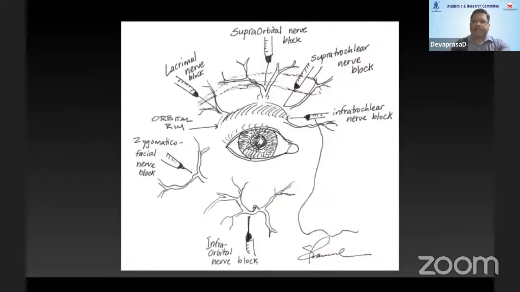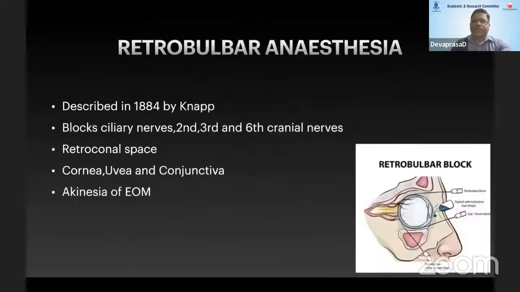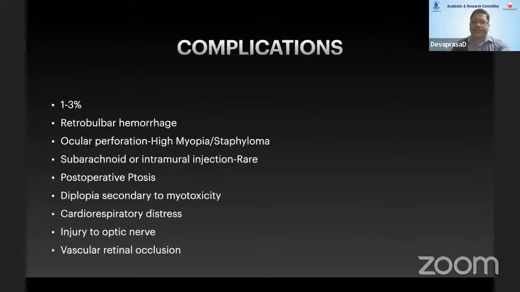The blocks are of many types, depending on which nerve you want to block, like the supratrochlear, zygomaticofacial, or infraorbital block, which supplies a specific region. The first, widely followed anesthesia was retrobulbar anesthesia, which was described in 1884 by Knapp. It blocks the ciliary nerves and the second, third, and sixth cranial nerves. It is given into the retroconal space, around 3 to 4 ml. It blocks the cornea, uvea, and conjunctiva, and it causes akinesia of the extraocular muscles.